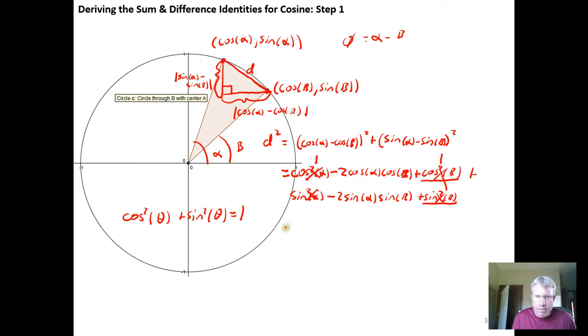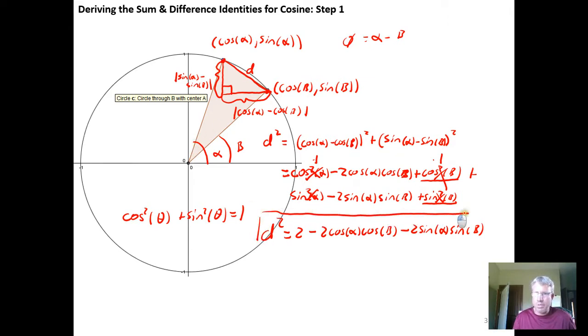by the Pythagorean identity. So I'm going to get 1 plus 1 is 2 minus 2 cosine alpha cosine beta minus 2 sine alpha sine beta. And that's the square of the distance between those 2 points on this triangle. And we want to hang on to this because we're going to use it in a couple slides.